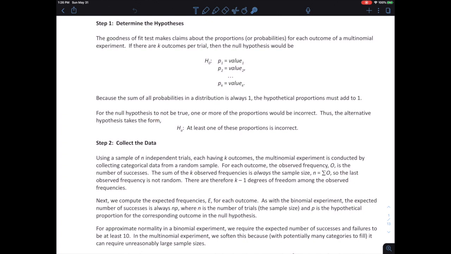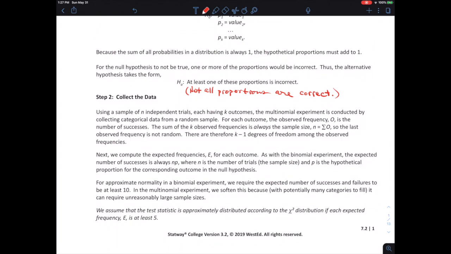For the null hypothesis to not be true, one or more of the proportions would be incorrect. Thus, the alternative hypothesis takes the form HA: at least one of these proportions is incorrect. I think I'm starting to use the phrase, not all proportions are correct. I don't like focusing on the at least one, it's a little confusing. Okay, so we'll do an example in a minute, but we're going to go through the steps real quick.